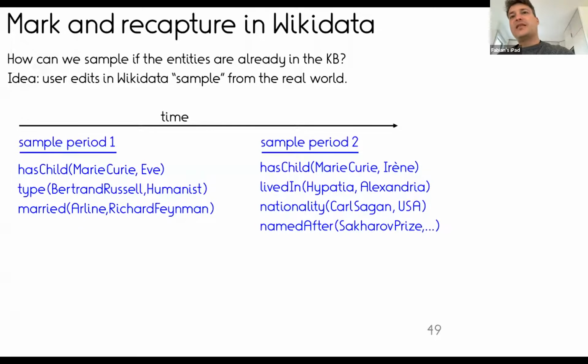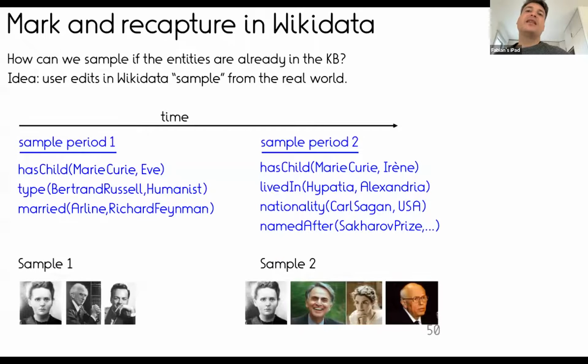For example, you can divide time into 2 sample periods, and you find in the first period that Marie Curie is the mother of Eve, that Bertrand Russell is a humanist, that Arlene is married to Richard Feynman. And in the second period, you find that Marie Curie is the mother of Irene, that Hypatia lived in Alexandria, that Carl Sagan is American, and that the Sakharov Prize is named after Andrei Sakharov. And then you can consider these samples. You consider every entity that is mentioned in these facts as if you had captured that person from the real world. And so it gives you 2 samples here, of the first 3 scientists and then of the 4 scientists that follow.